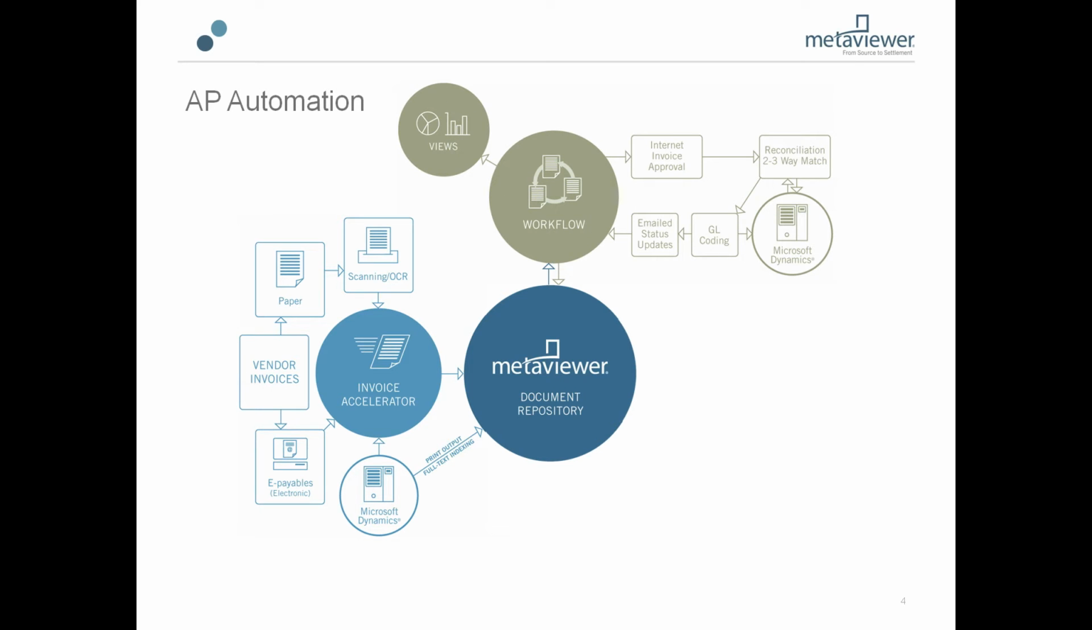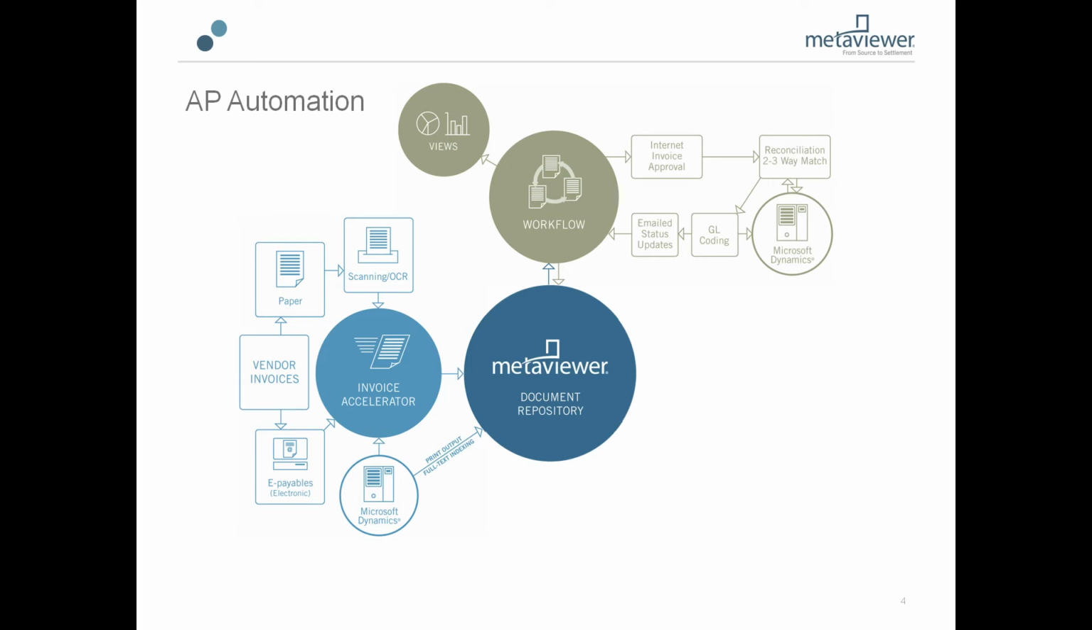The second aspect of the AP automation solution is workflow. Most people think of workflow as the routing of a document from person to person, and this is a big part of workflow, but to MetaViewer, workflow is quite a bit more than that. We can actually process documents so people don't have to. Workflow can extract information, share that information with your Dynamics system, check for missing information or documents, auto route documents depending on certain conditions that exist. Lots of different ways that we can do some process automation with workflow.